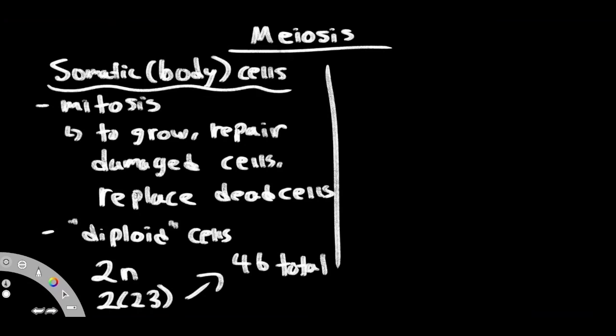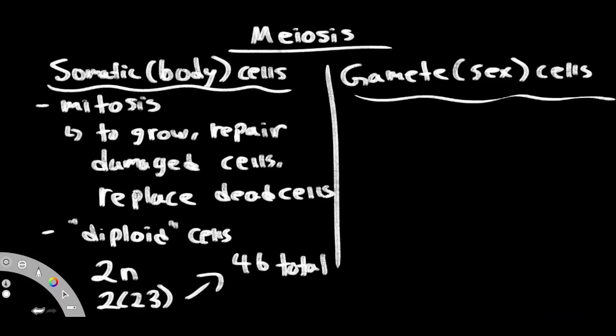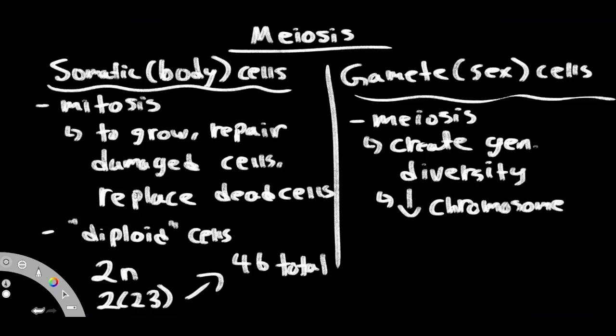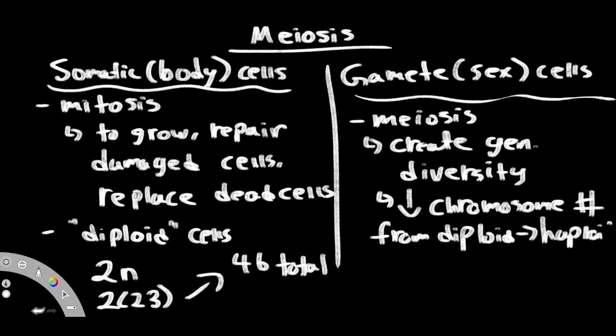In contrast, however, gamete cells, or sex cells, undergo meiosis, which is the focus for today's video. And this one is to create genetic diversity. And it's also to decrease or reduce the chromosome number from diploid to haploid. So if our diploid was 2n, we're going to change it to just n.